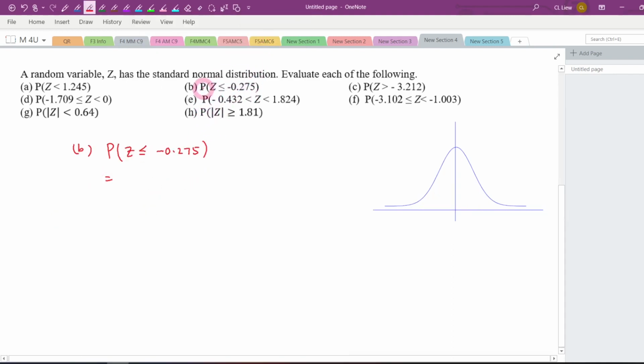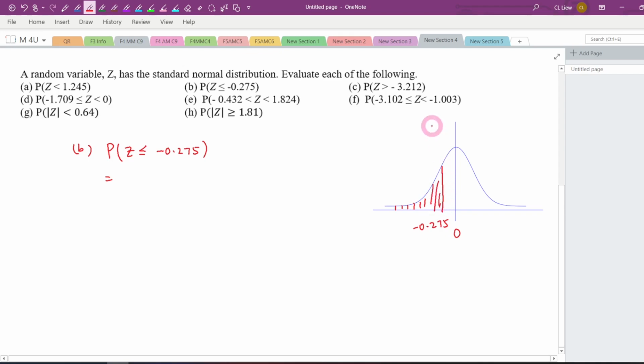We want to find the probability for this one, less than or equal to -0.275. Okay, as usual, sketch a diagram to help you to visualize the situation well. This is 0 because this is standard normal distribution. Negative number is on the left hand side. -0.275, it's over here.